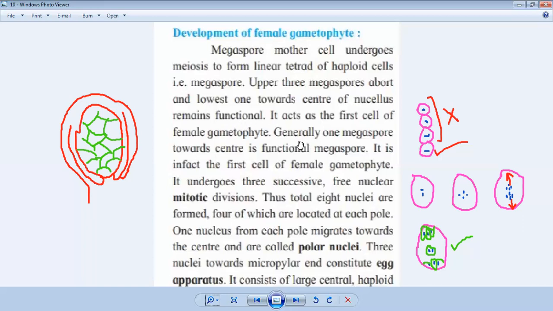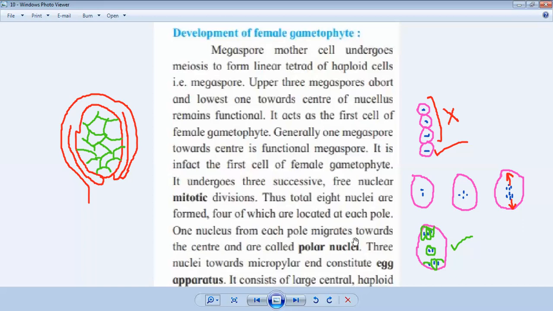Generally, the one megaspore toward the center is the functional megaspore. It is in fact the first cell of the female gametophyte. It undergoes 3 successive free nuclear mitotic divisions. That means this functional megaspore undergoes nuclear division 3 times: first nuclear division, second nuclear division, third nuclear division. Thus total 8 nuclei are formed. Okay, so 4 go toward the chalazal end and 4 go toward the micropolar end.